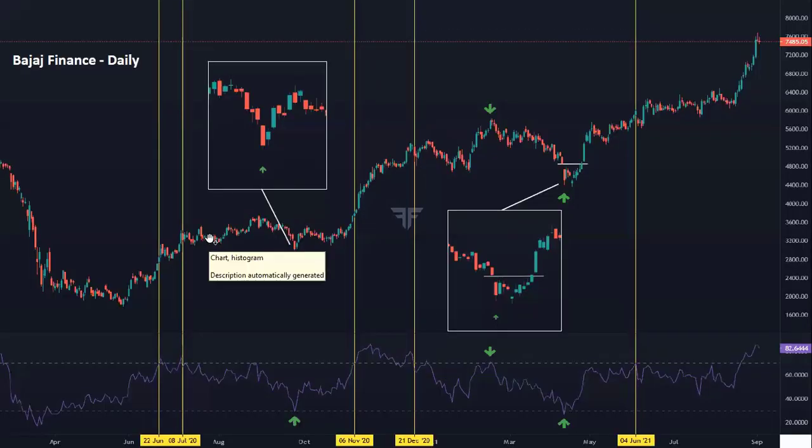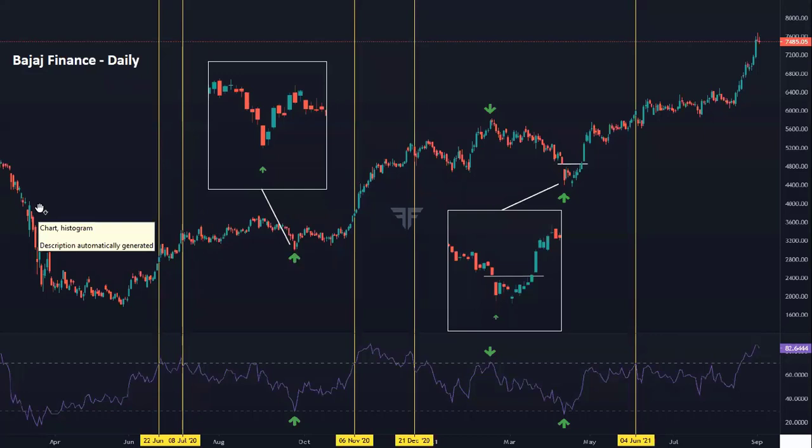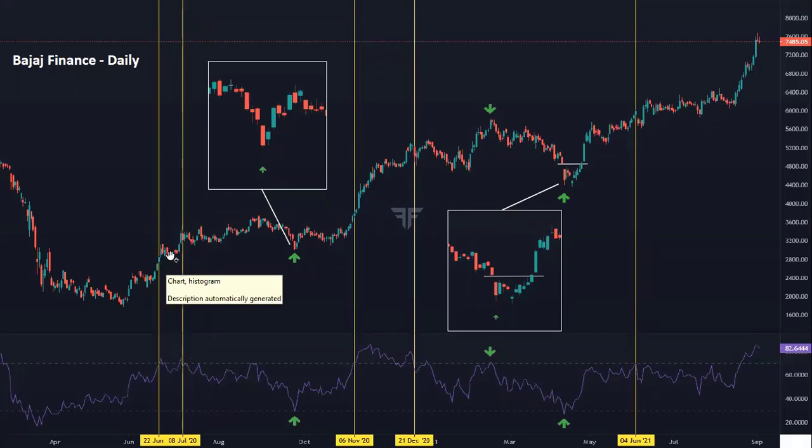So let me show that over here. Now, this is the daily time frame chart of Bajaj Finance. In this particular instance, if you see the first two vertical yellow lines, the RSI became overbought. But if you look at the price, after this rally, it just became sideways. It didn't come down. So the price per se did not generate any sort of sell signal. So this overbought signal was not worth acting upon because there was no confirmation from the price.